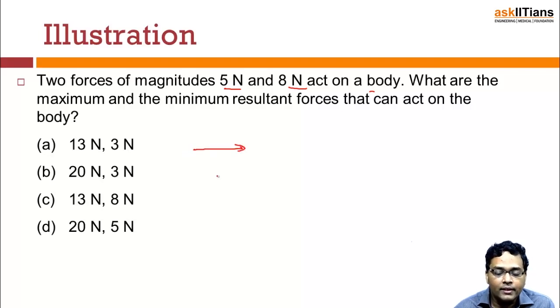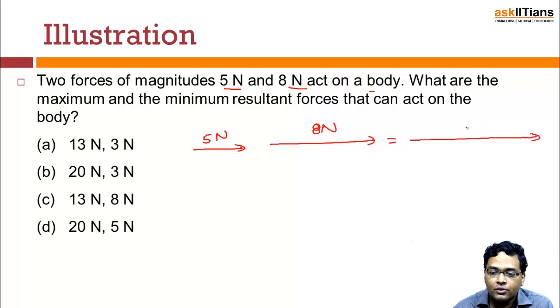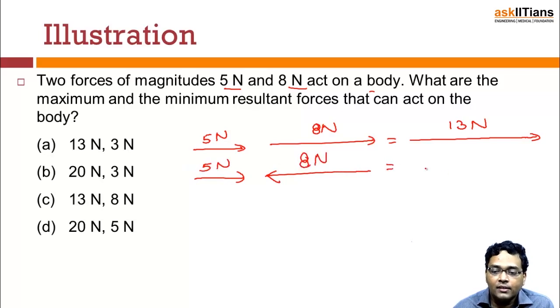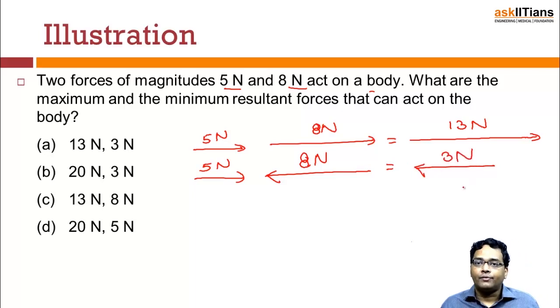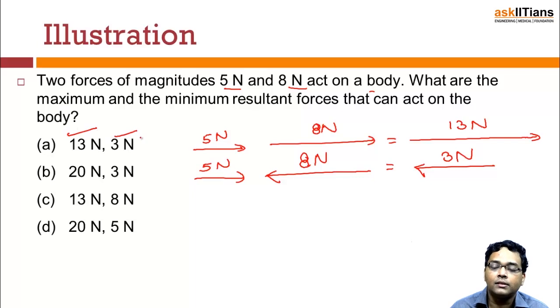Okay. So in this particular case, let's say this is a 5 Newton force, and this is an 8 Newton force. If they are acting along the same direction, the net resultant gives you 5 Newton plus 8 Newton, that is 13 Newton. If they are acting in the opposite direction, let's say 5 Newton acts like this and 8 Newton acts like this. So as a result, you'll have the net resultant like this, which has a value equal to 8 Newton minus 5 Newton, which is equal to 3 Newtons. So these are the maximum and the minimum forces. Hopefully you understood till this point.